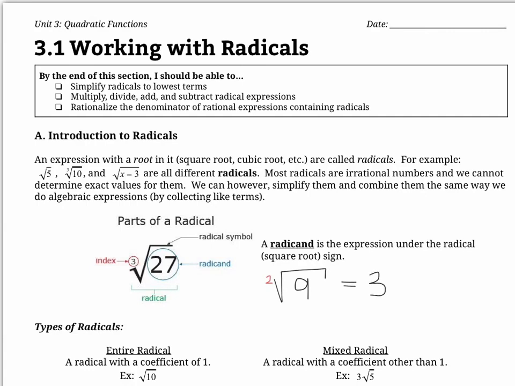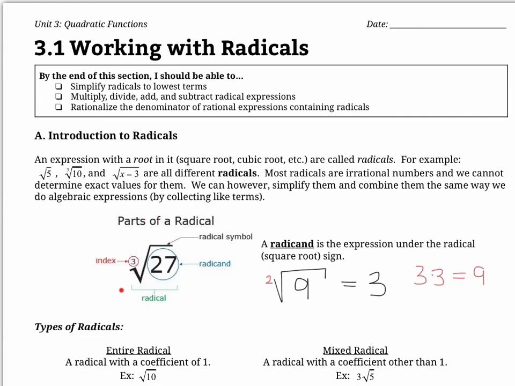It could be negative 3 as well, but because this root was given to us and wasn't a plus or minus, I'm just going to assume that it's looking for the positive root. So we know 3 works because 3 multiplied by itself, 3 times 3 makes 9. So 3 2 times makes 9.